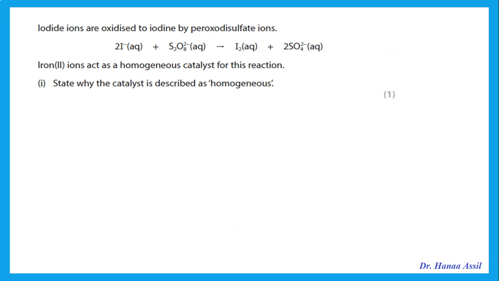Iodide ions are oxidized to iodine by these types of ions. Iron 2 acts as a homogeneous catalyst. Part of the syllabus requires that you know the meaning of homogeneous and heterogeneous catalyst. First of all, state why the catalyst here is described as homogeneous.